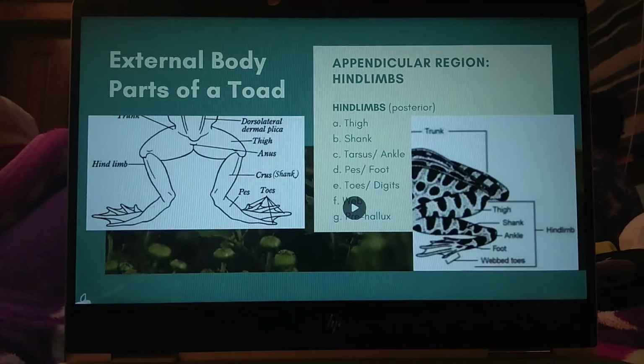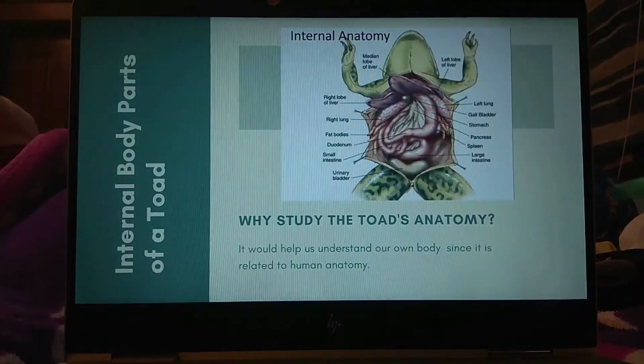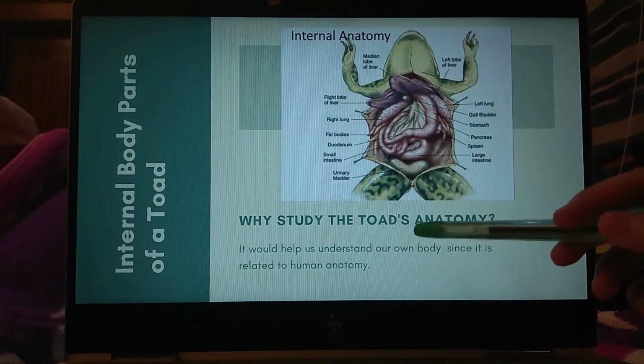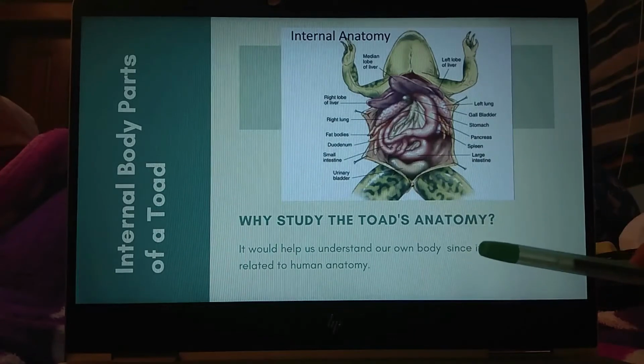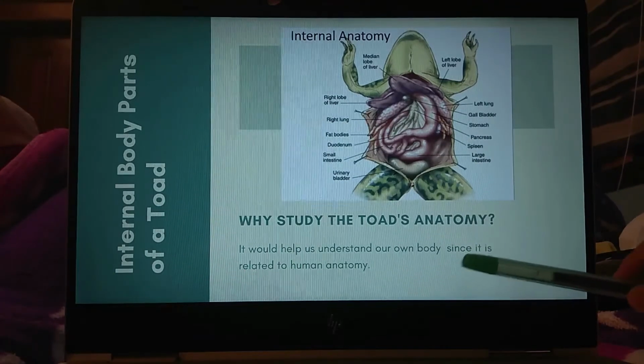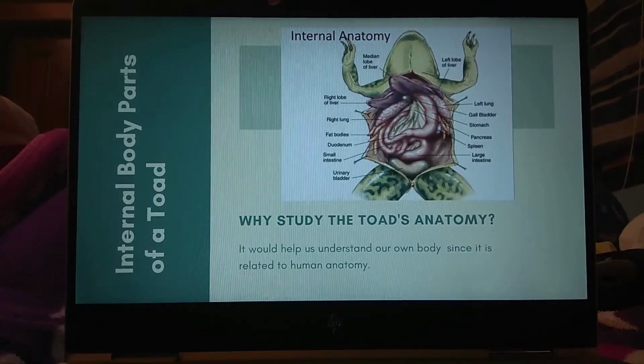So we have now finished the external body parts of the toad. We will now proceed to the internal body parts of the toad. So why do we study the toad's anatomy? Studying this would help us in understanding our own body, as the internal parts of the toad are actually related to human anatomy. Anatomy is the study of structures or organs that supplement our understanding of bodily functions.